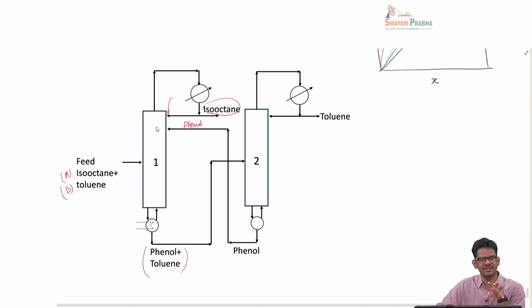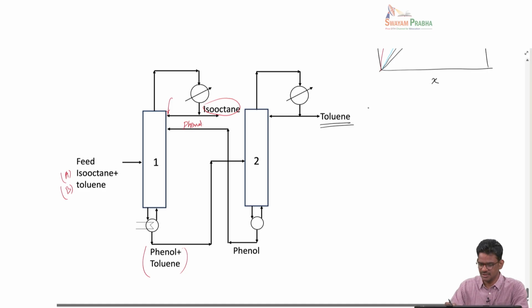So, you can see that these two columns are operating in a coupled fashion, so that phenol is constantly supplied as a solvent to the top of the column. And the pure products are taken from the second column, toluene is taken off, and from the first column isooctane is taken off, which is what we actually wanted to separate in the first place.